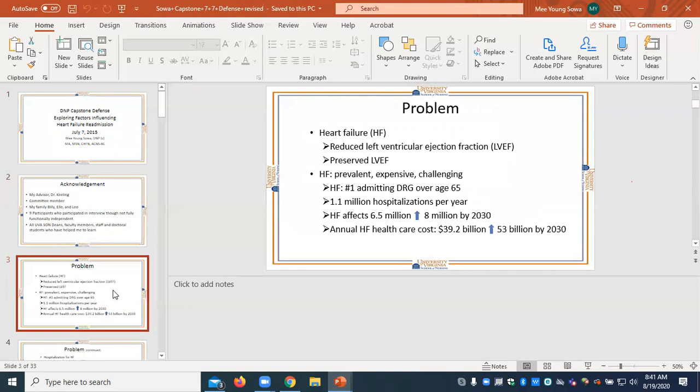And we usually start from the problem. I have to emphasize the problem. So many people have this problem, and many people come to the hospital with heart failure, and how much money we are spending. That's what I emphasized in the problem.